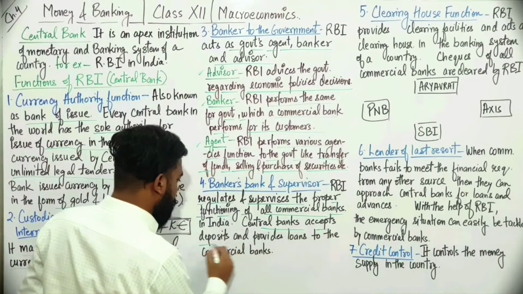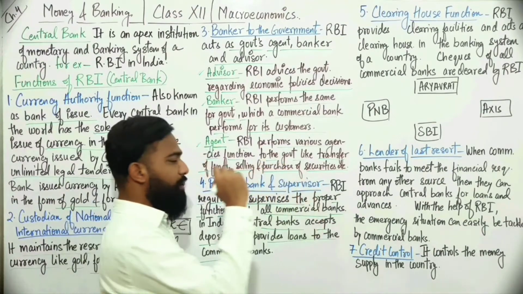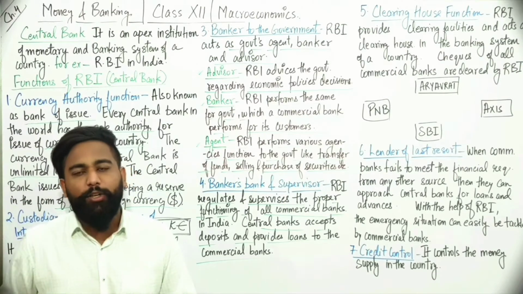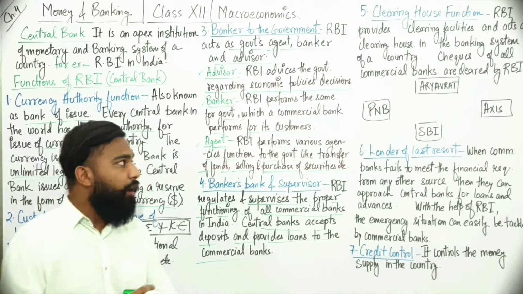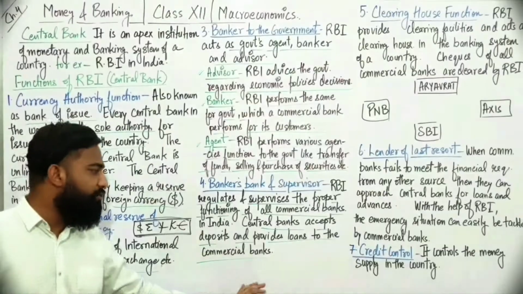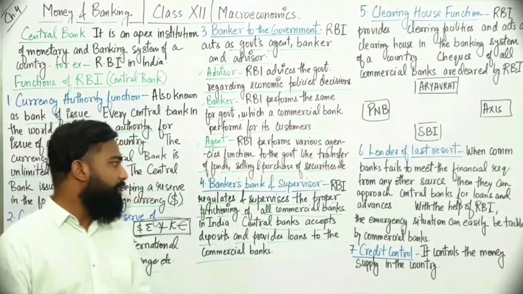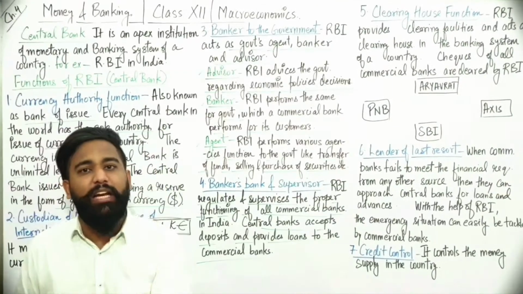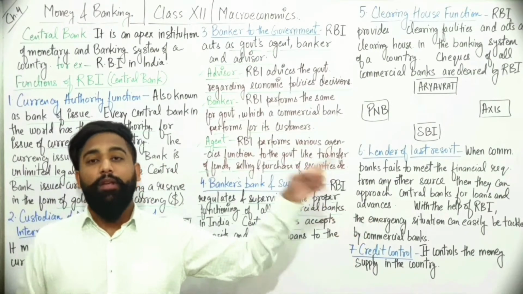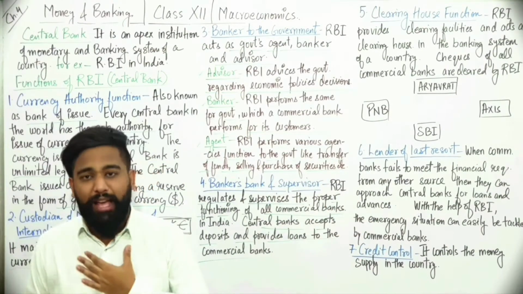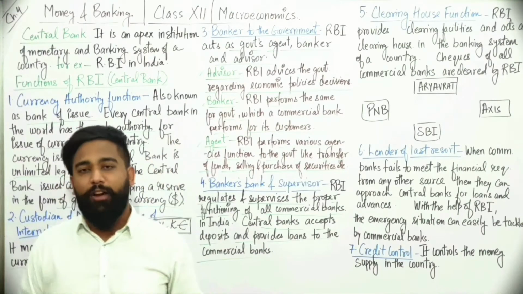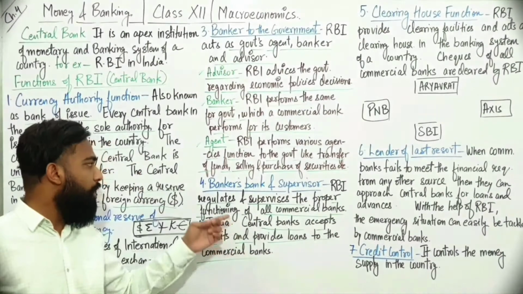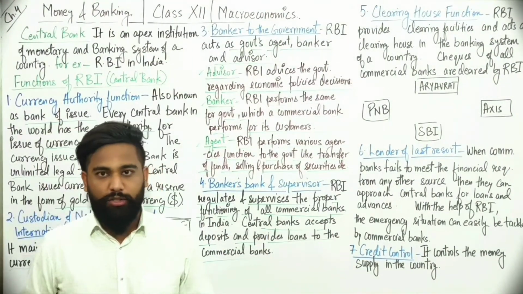Central banks accept deposits and provide loans to the commercial banks, and the central bank also collects the deposits of the commercial banks, and they also give loans to the government, and they give loans to the commercial banks too. So that's your banker's bank and supervisor. When the commercial banks need some money, they come to the central bank for loans. We as people go to the commercial bank for loans, and the commercial bank goes to the central bank for loans. So that's your banker's bank and supervisor function.